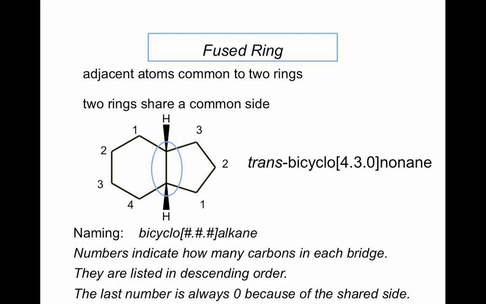Notice that fused rings can also have stereoisomerism. The indicated hydrogens on this slide are both on wedges, which means they're on the same side of both rings. Alternatively, we could have a stereoisomer where one of the hydrogens is on the opposite side from the other hydrogen.